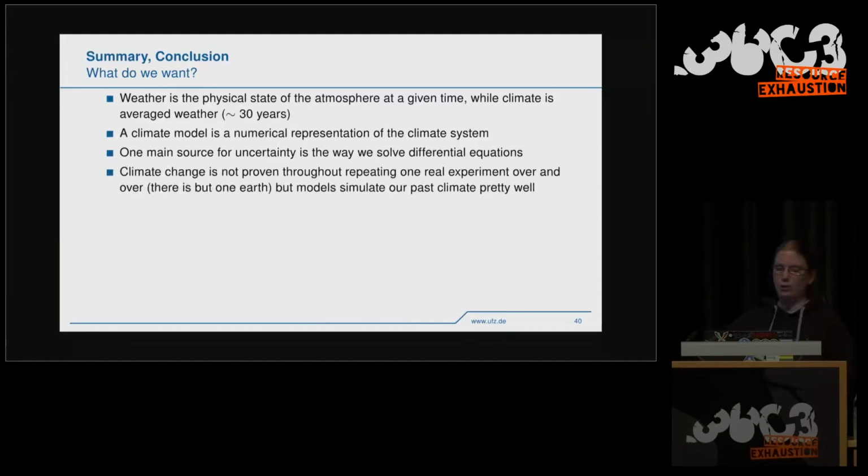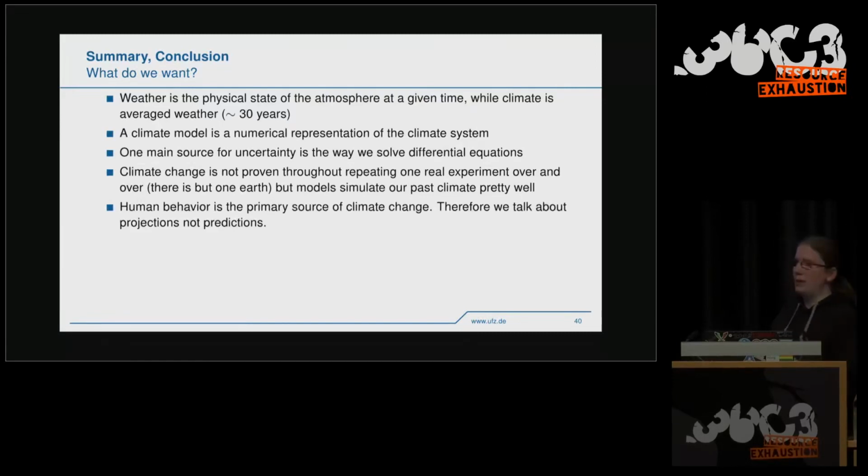Climate change is not proven throughout repeating a real experiment over and over again. So there is only one Earth, as said. But models simulate our past climate pretty well based on physical laws that were proven in real experiments. And then maybe the most important message: human behavior is the primary source of climate change. Therefore, we talk about projections and not predictions, meaning if we wanted to predict the climate, then we needed to simulate all human minds and what we will decide in future, but we don't. That would be another talk again.